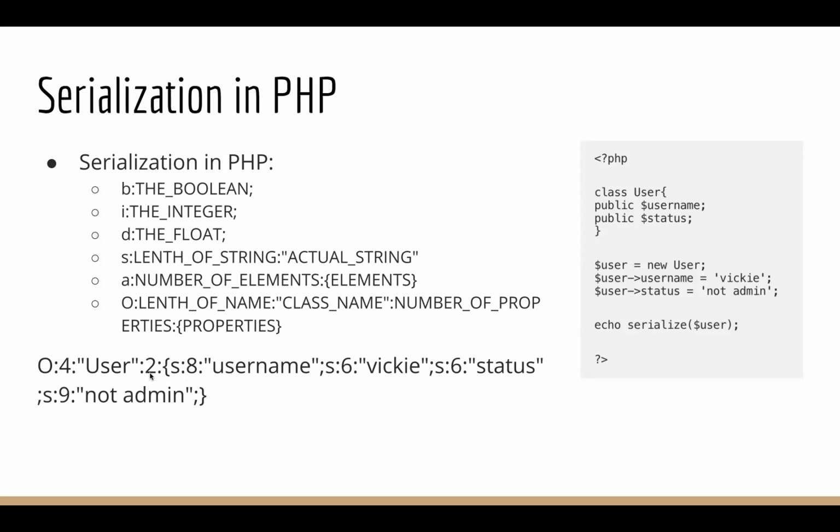The first one is S, which is a string. The length is 8, and you have the name username here. And then you have Vicky. Then you have status, the other property, and then you have not admin. So Vicky is the element assigned to the username property of this specific object.